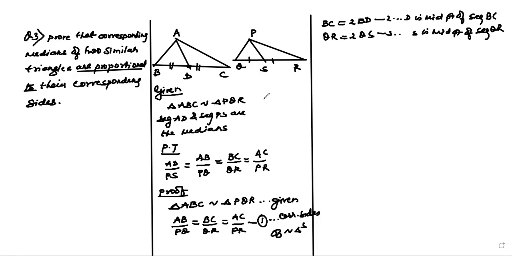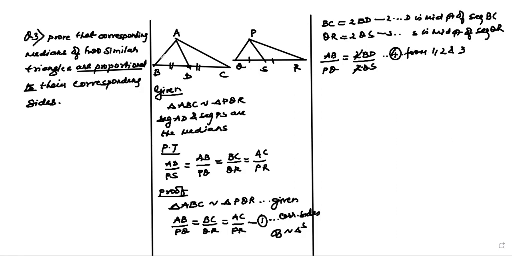That means what am I going to do, children? I'm going to write AB upon PQ equal to the second ratio, in place of BC upon QR I write 2BD upon 2QS. Okay, the reason is, this is statement number 4, from 1, 2, and 3. And you know, children, this 2 gets cancelled.